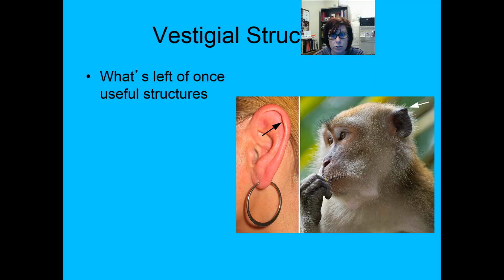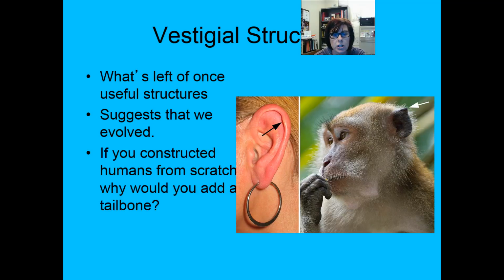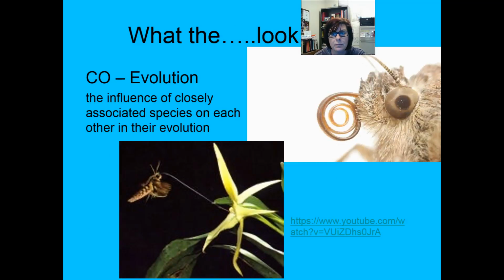More vestigial structures. See that little bump in your ear? What's left of a once useful structure suggests that we evolved, that species can change over time. If you constructed a human from scratch, why give it a tailbone, or an appendix? All right. Other evidence for evolution is something that we call coevolution.